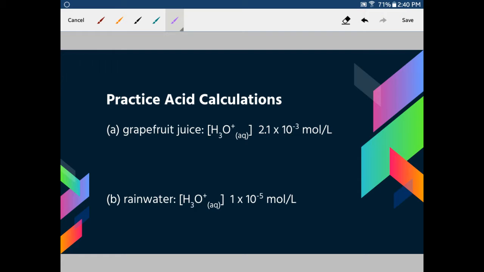Okay, so again, this gives you a hydronium ion concentration. So if we're given the hydronium ion concentration, we're most likely going to be looking for pH. So our pH is equal to the negative log of our hydronium ion. Okay, so this is equal to the negative log of 2.1 times 10 to the negative 3. And when I plug that into the calculator, we should get a pH of 2.67.